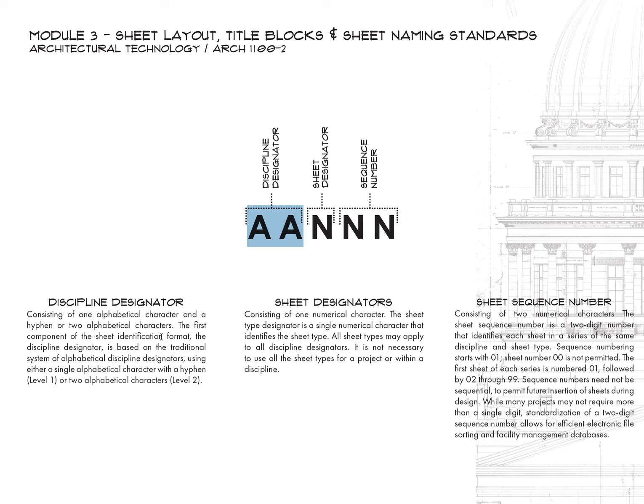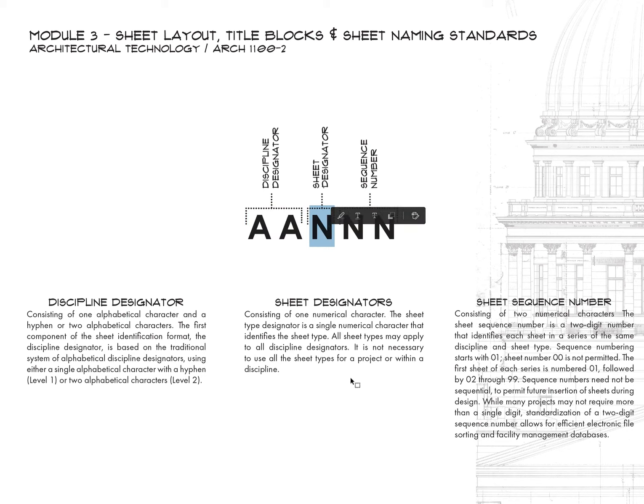And I keep mentioning that next week one of your assignments will be to look at real PDF plans. And it will be to look and see how much of these National CAD standards they're following, including the discipline designators. So the first component of the sheet identification format, the discipline designator, is based on the traditional system of alphabetical discipline designators, using either a single alphabetical character with a hyphen or 2 alphabetical characters. And we're going to break those down on the next page.